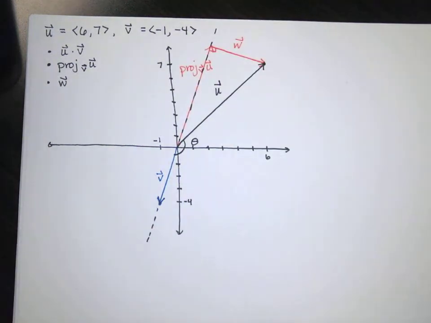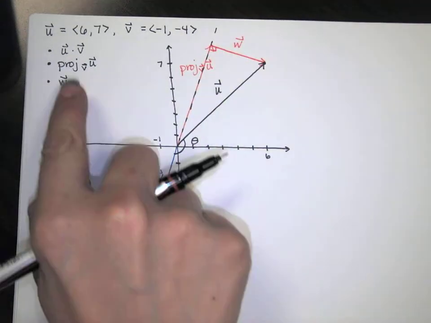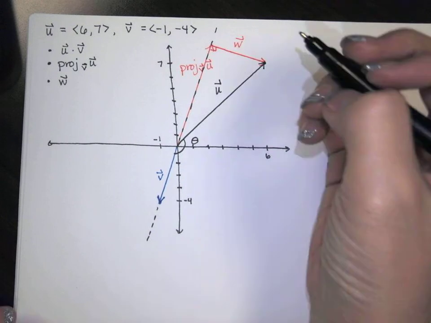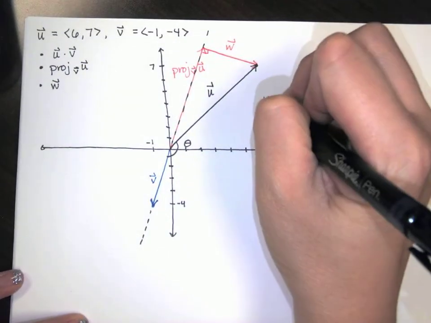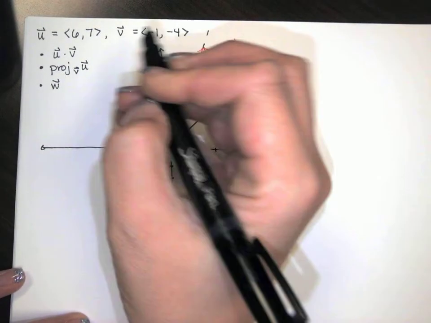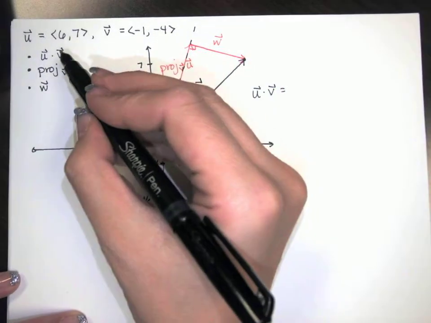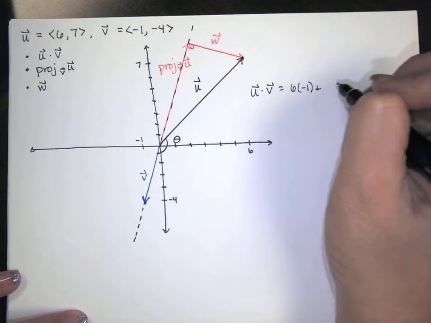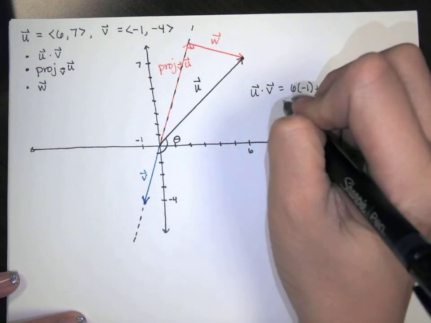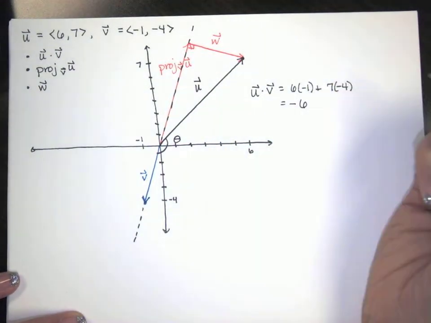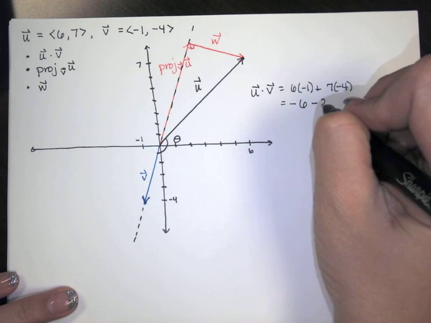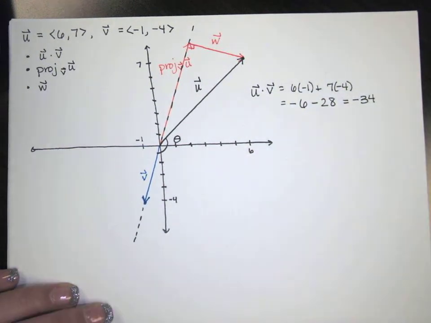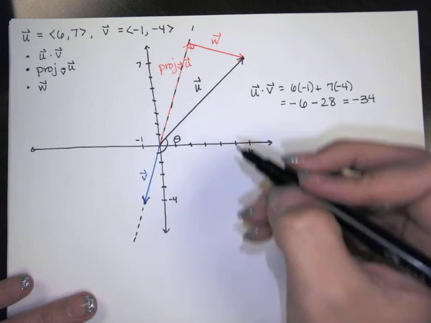Okay, so now I just want to find those two. Now I want to find the dot product. Okay, so first we'll do the dot product, easy breezy, multiply component by component. So I'll do 6 times -1 plus 7 times -4. So that's -6 minus 28, so -34. And that's my first part.